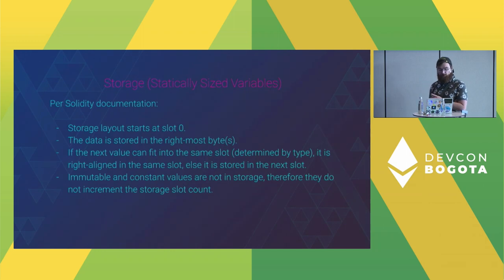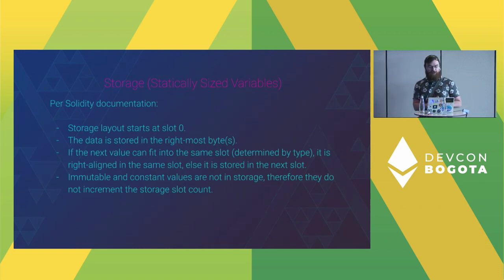Great. So next, we're going to have storage. Now, storage is actually going to be a few different cases here. First, we'll start with statically sized variables. Per Solidity's documentation, storage layout starts at slot 0. The data is stored in the rightmost bytes of that slot. Now, if the next value can fit into the same slot, which is determined by type and the maximum value, it will be right aligned into the same slot, so you can pack variables into storage. You can do the same thing with storage structs.